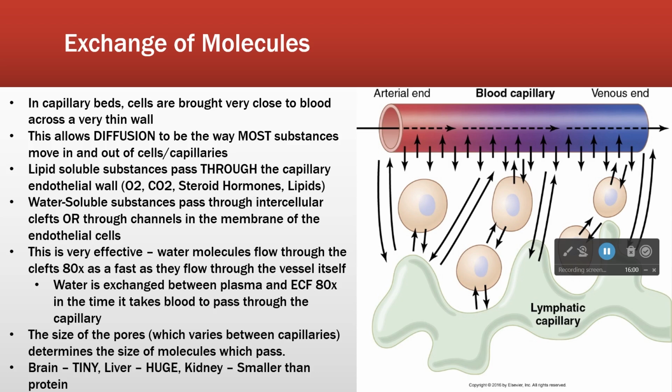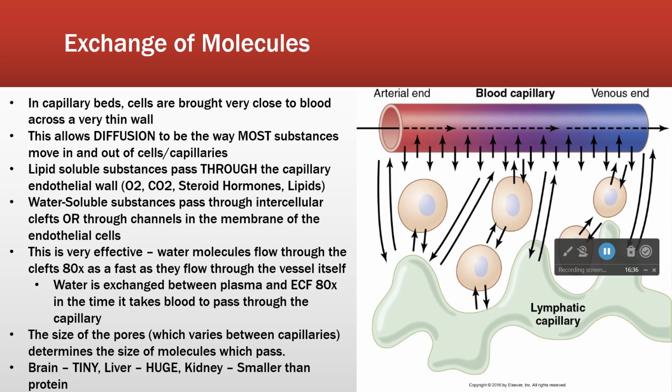So this exchange is very effective. Water moves through the clefts 80 times faster than it moves through the vessel. Okay, so you have sort of slow moving blood through the vessel, but the fluid is very quickly going in and out between those. So it means water is exchanged between the plasma and the ECF 80 times in the same time it takes the blood to pass through the capillary. Short version, easy to move things that are water soluble in the capillary, okay?